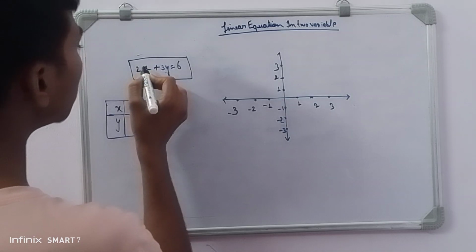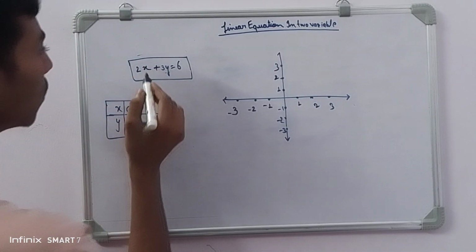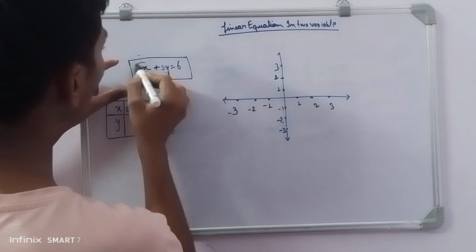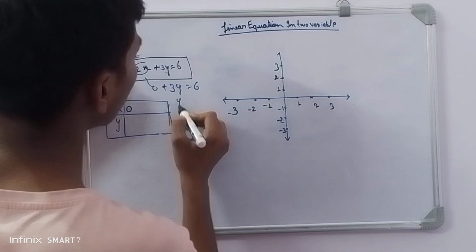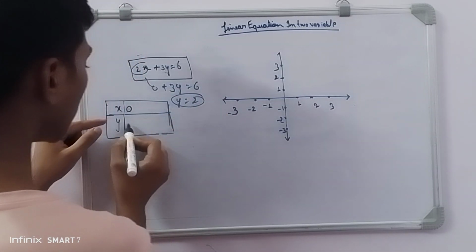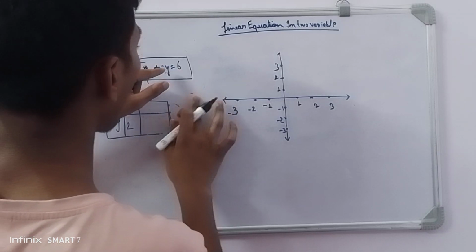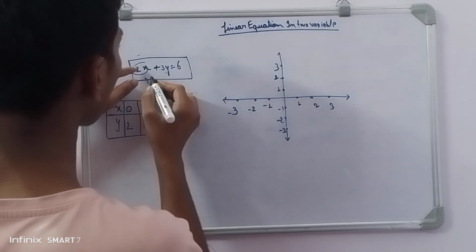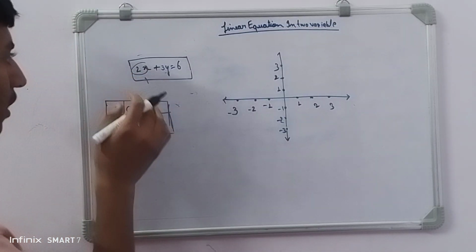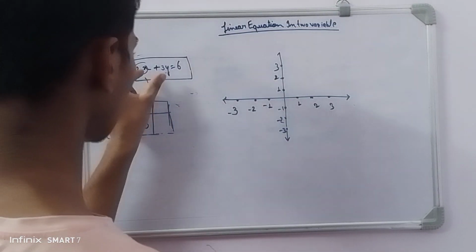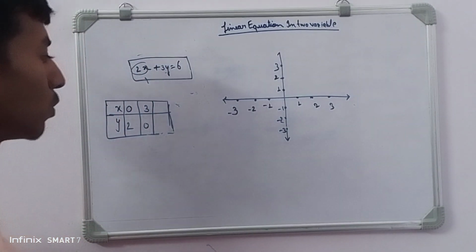So let's suppose we put the value x is equal to 0. When you put x is equal to 0, this whole term becomes 0, and it becomes 3y is equal to 6. That means y is equal to 2. So here we get y is equal to 2, and similarly when we put y is equal to 0, we get x is equal to 3. So I think you get how to find the values of the variables x or y to draw the graph.